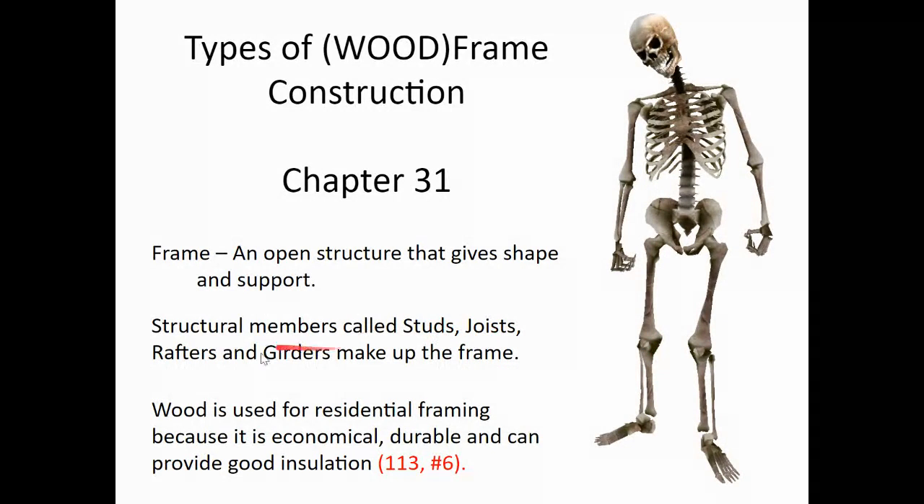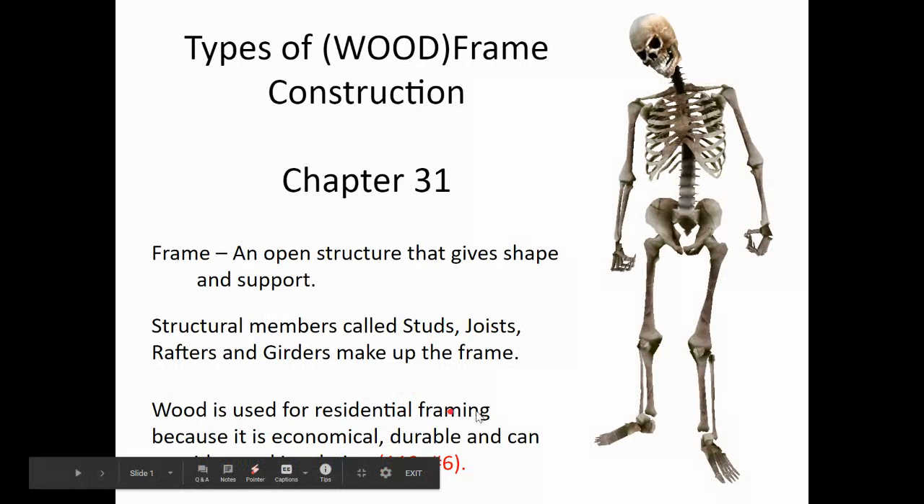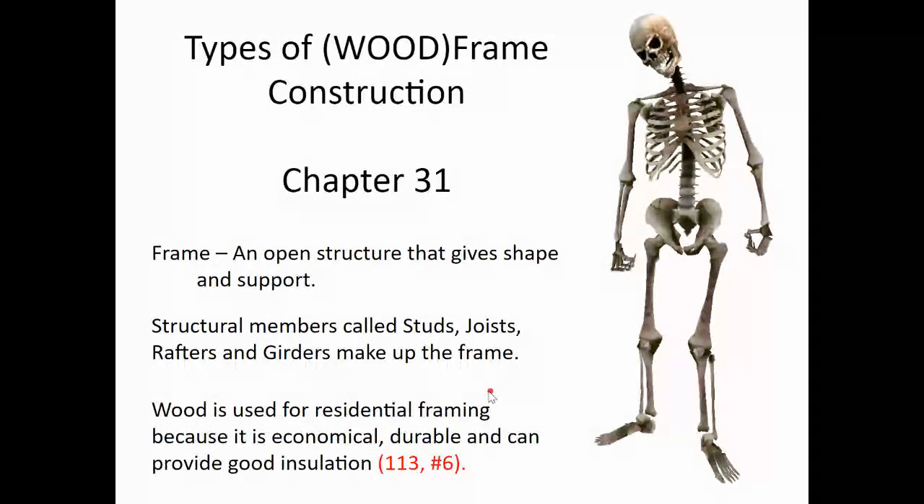Those studs, joists, rafters, and girders that make up the frame, they're made out of wood. Right? Most of the time, especially around here, we use wood frame construction. Why? Well, probably the number one reason is because it's cheaper. It's economical. We've got lots of trees around. Trees grow for free. We can just cut the trees down, take them to a sawmill, slice them up, make lumber out of it, and then bring it to a job site and assemble all the little pieces to make our house.